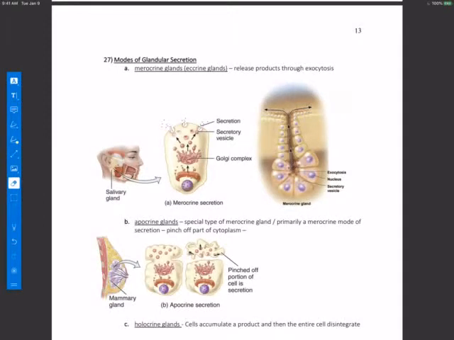Hi, this is Kristen, and I'm going to continue talking about exocrine glands. So far, I have talked about the different ways to classify glands. I compared endocrine and exocrine glands, and then I went on and talked about the types of exocrine glands based on structure.